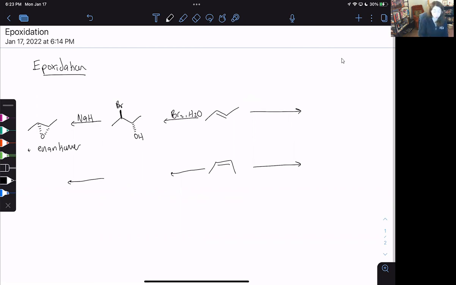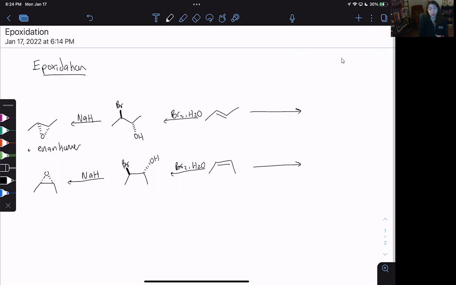You could do that with cis and trans alkenes. So the cis alkene version would look like this. We've got that nice anti-addition, which sets us up very nicely for the attack with the SN2 reaction. In this case, we didn't form an enantiomer because it's not a chiral molecule. It's got a plane of symmetry there. It's actually meso. Okay, so that's how we had been doing epoxidation previously.